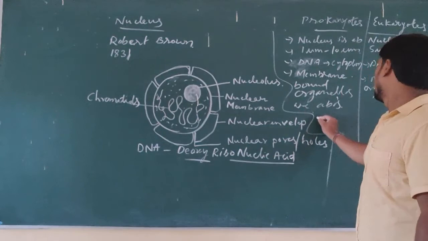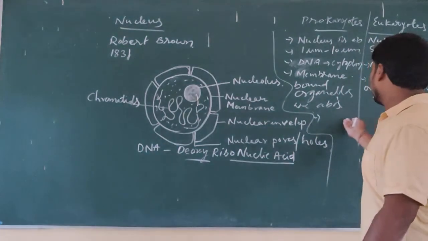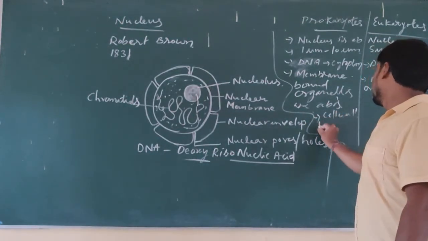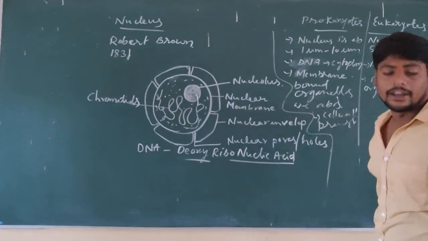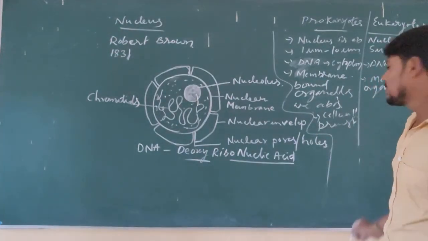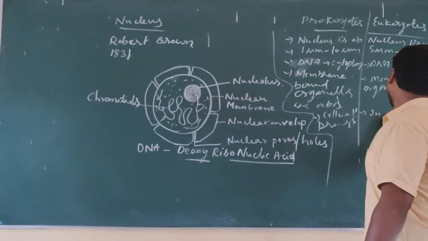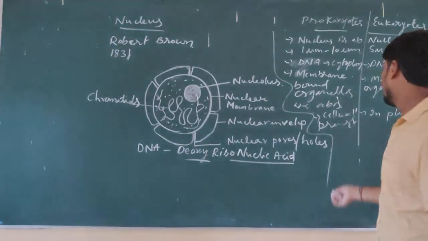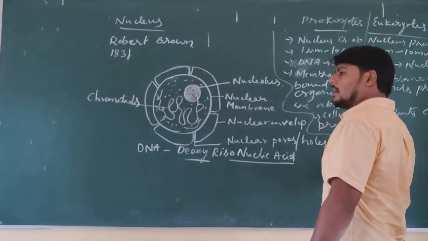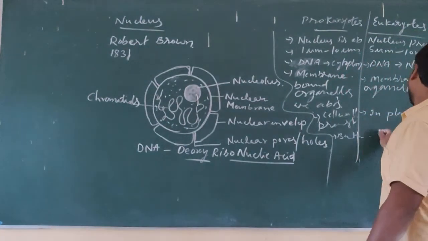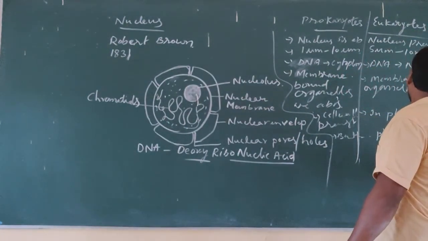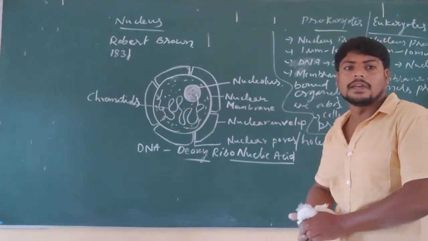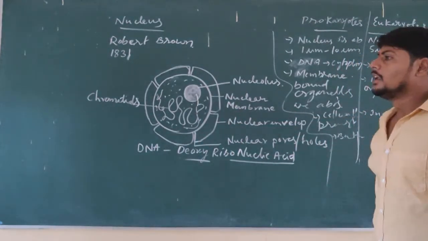Next, here the cell wall is present. In prokaryotes, the cell wall is present, but in eukaryotes only plants have a cell wall. What are the examples? We can take microorganisms, bacteria. And here, plants and animals. In this way we can see that based on the presence of a nucleus, organisms are of two types, prokaryotes and eukaryotes.